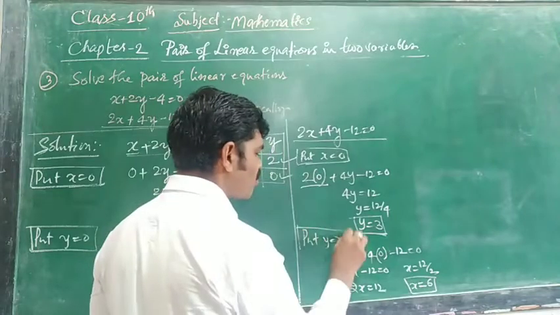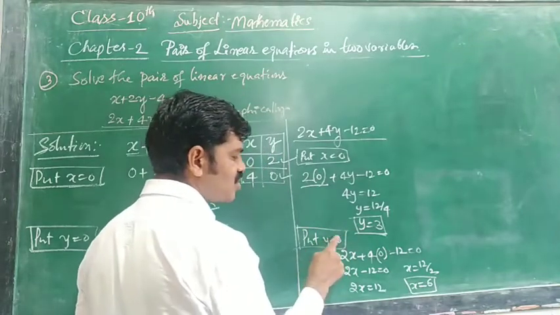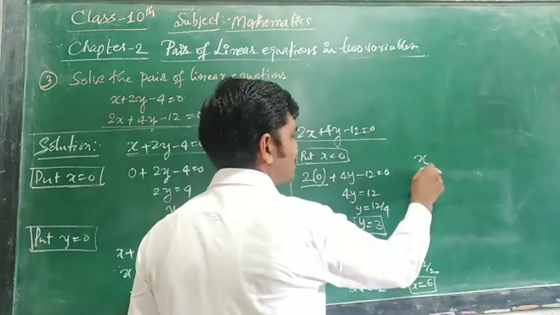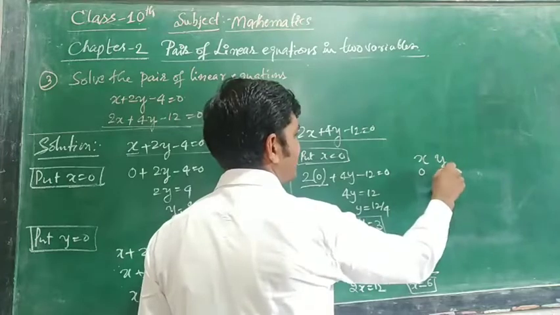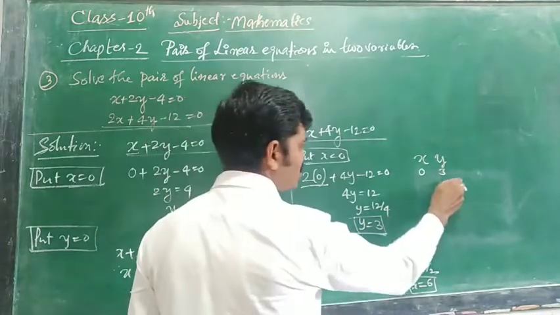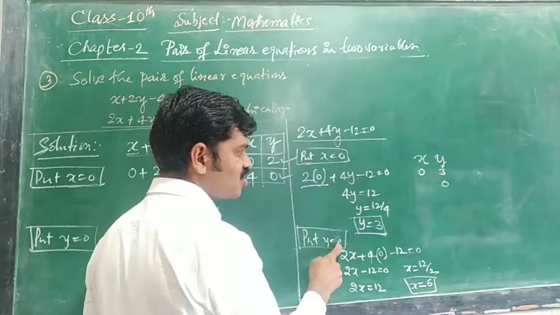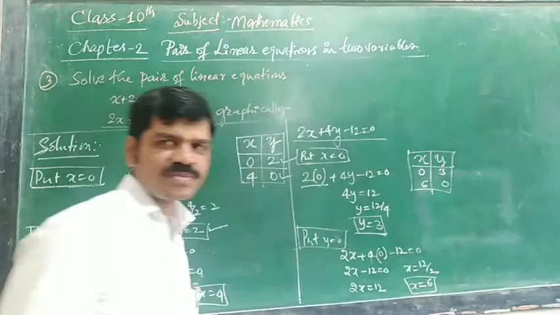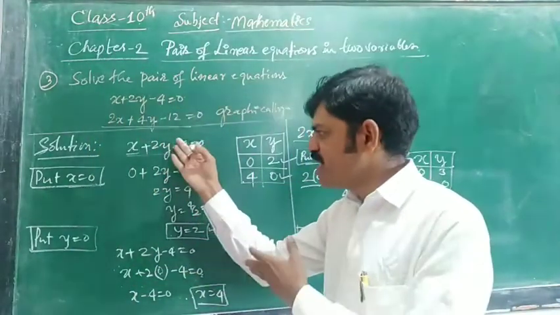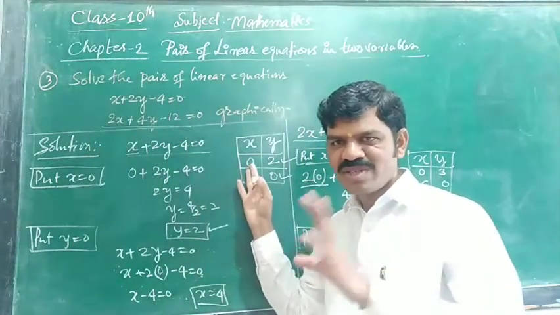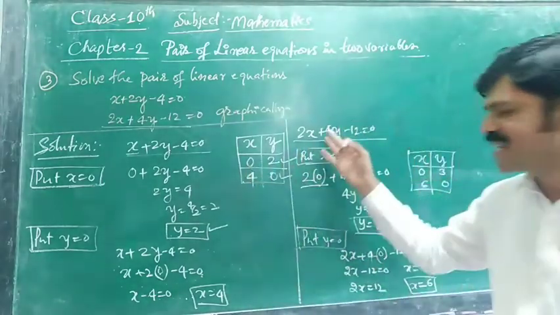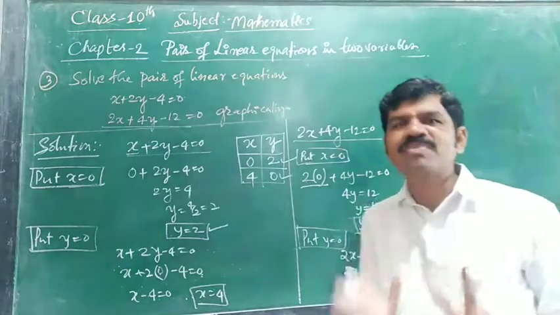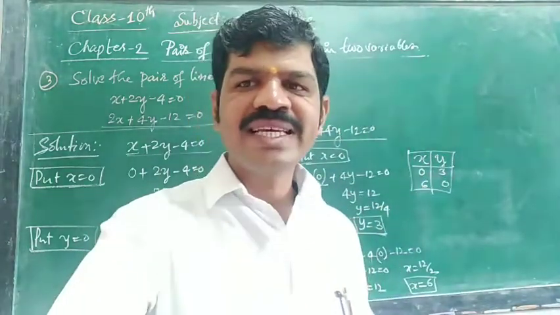When the y value y is equal to 0 is given, we have got the x value that is equal to 6. We have tabulated here. In one equation, we have got one tabular column of data. In the second equation, there also we have got one tabular column. Let us apply this on the graph. Let us see how it will be.